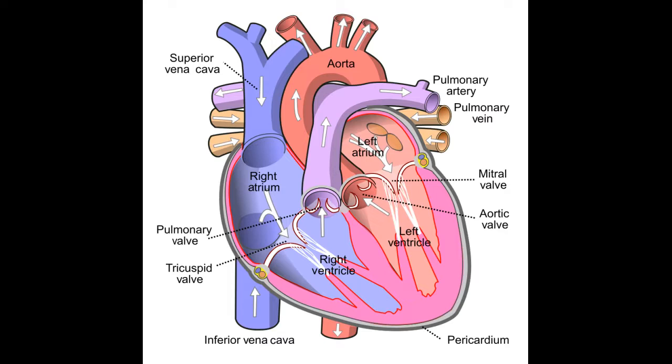Now, there is one exception to this rule. So arteries carry oxygenated blood, veins carry deoxygenated blood. The exception are the pulmonary arteries and veins. You need to remember this. The pulmonary arteries carry deoxygenated blood, and the pulmonary veins carry that fresh oxygenated blood from the lungs back to the body.